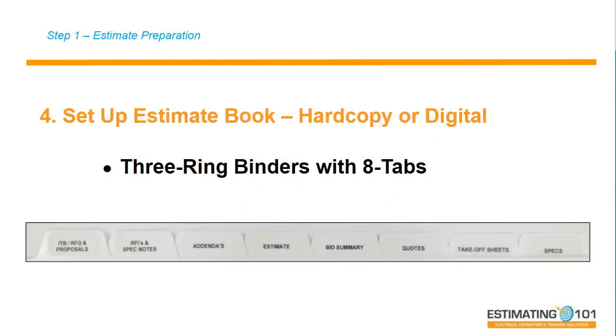The fourth thing that I do is I set up an estimate book. Now, I set up my estimate books in hard copy. I know people are doing this digitally, whatever works for you and whatever's functional. I had 8 tabs in my 3-ring binder, and you can see the tabs listed across there, where I took my invitations to bid, my RFQs, my proposals. On the second tab, I had my spec notes and my RFIs. My tab number 3, I put my addenda. I put my estimate in tab number 4.